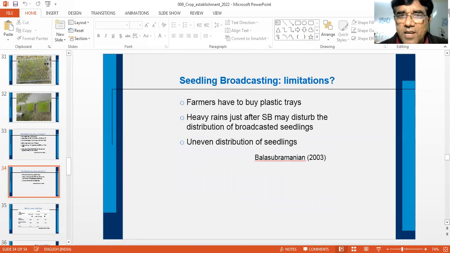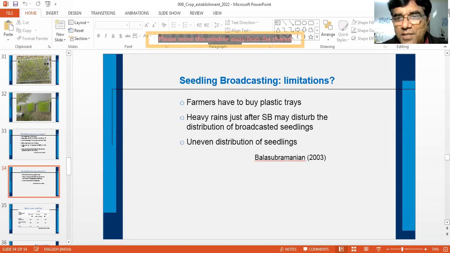It has got some limitations also. As a student, we need to know constraints. Farmers have to buy plastic trays. It is a limitation. Heavy rainfall just after seedling broadcast may disturb the distribution of broadcast seedlings. They will be washed down. If the soil is washed, then the seedlings will be floating on the water. That way your transplanting may not be successful. So immediately after transplanting, there should not be any rain. If rain is there, there should be very light rain. If there is excess rain, then it can wash away your seedlings. So that is a limitation.